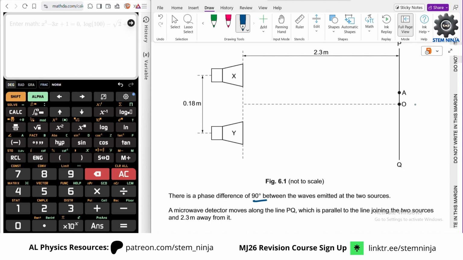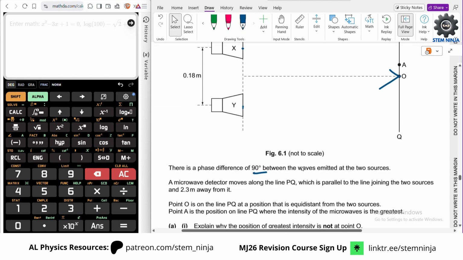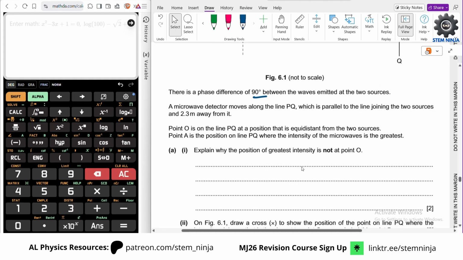So the greatest intensity would have been at O had there been no phase difference between the X and Y waves arriving at O. Although the path difference is the same and they travel the same distance, there is a phase difference between the two sources themselves. So at O, there is a phase difference of 90 degrees.